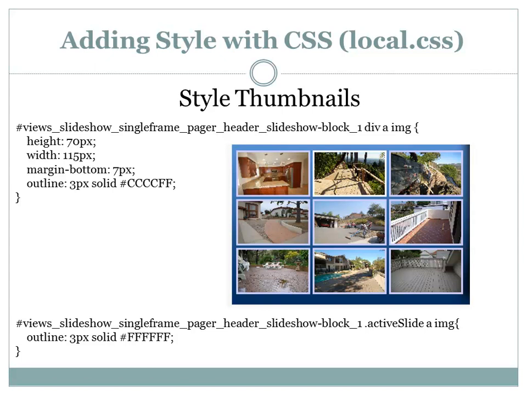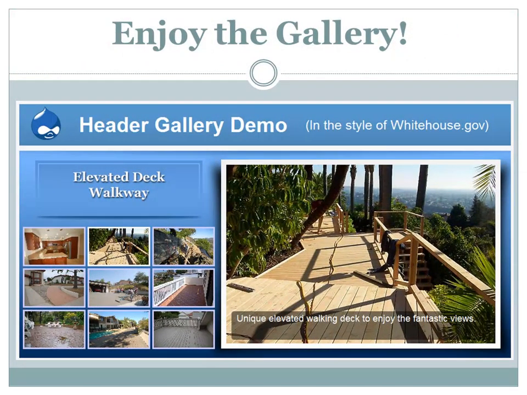And look at the very bottom. Look at that incredibly long class name. And that's the class for the active slider. Views slideshow knows where the mouse is. And I wanted the outline to change to 3 pixels white when my mouse was over it. So that's the class that I used. I used Firebug to find it and gave it a white pixel.